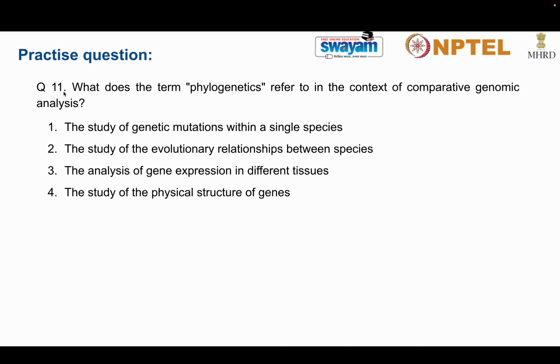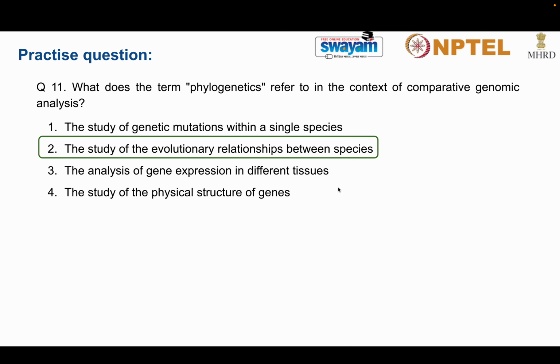Now let's move to question number 11. What does the term phylogenetics refer to in the context of comparative genomic analysis? Option 1 is the study of genetic mutations within a single species, option 2 the study of evolutionary relationships between species, option 3 the analysis of gene expression in different tissues, and option 4 the study of the physical structure of genes. By now, I hope it will be very clear to you what phylogenetics means in the context of comparative genomics, because we have discussed it many times. Let's see the correct answer.